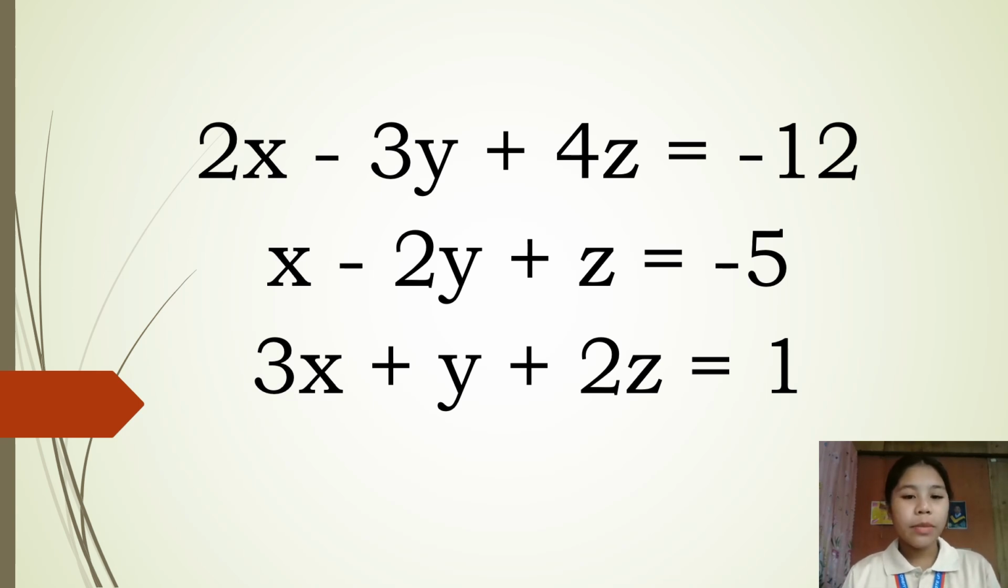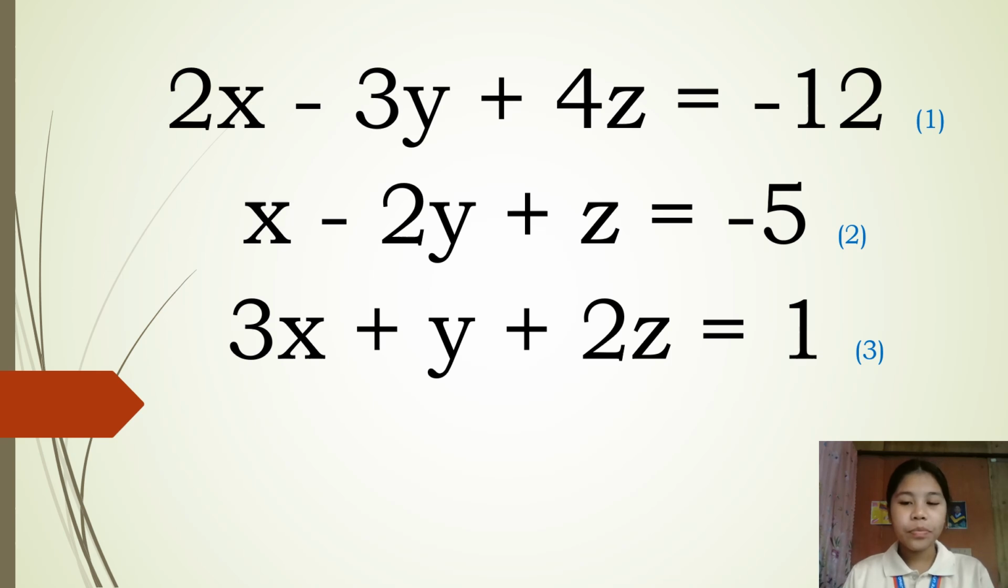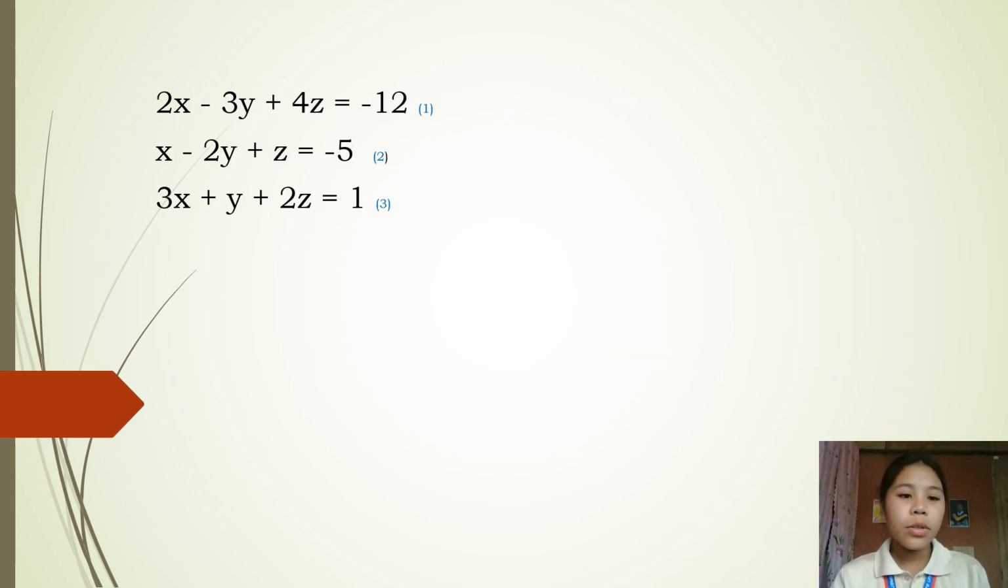Given the equation 2x minus 3y plus 4z is equal to negative 12, x minus 2y plus z is equal to negative 5, and 3x plus y plus 2z is equal to 1. So we have equation 1, equation 2, and equation 3. To solve this system of linear equations with three variables, first we're going to decide which variable we're going to eliminate, either x, y, or z.